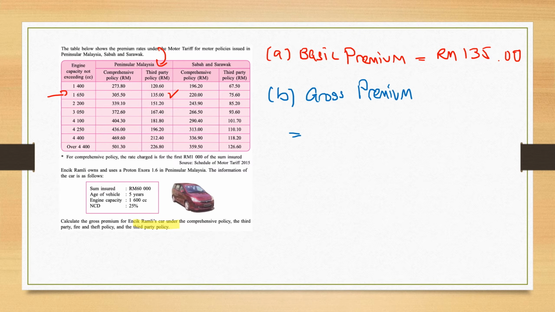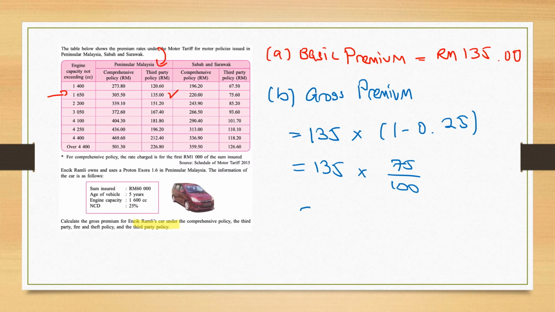Gross premium would be 135 times 1 minus 0.25. As you can see, your 25%, right? So that means 135 ringgit times 75 over 100. That answer would be the final answer, 101 ringgit and 25 cents.